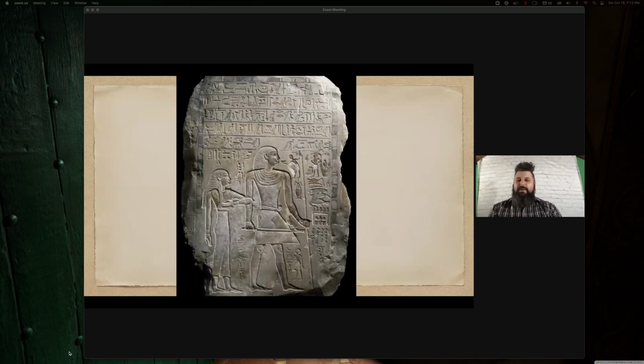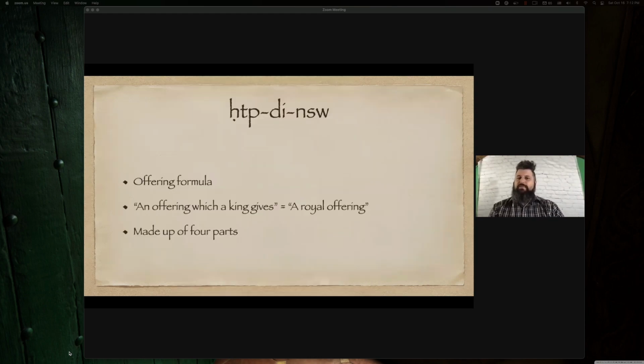So here's that image again. So I'm just going to focus on a few parts of it. Actually, I'm going to skip over this image, and we're going to jump to the parts of this. So this Hetep Nesu, that's the way everybody calls it. It's an offering formula, or it's an offering which the king gives, or sometimes translated as a royal offering. And it's made up of 4 parts. So we're going to see a bunch of these parts in example pictures. That's what I'm mostly going to do, is show you a bunch of pictures with different little things highlighted to let you see the different ways that this happens.